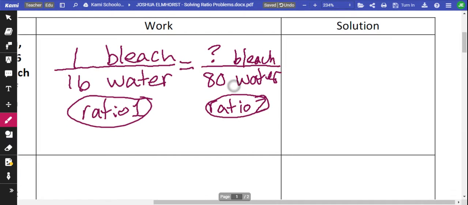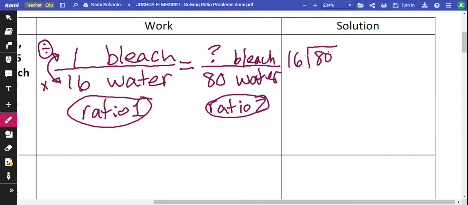Now we get into the math. We start comparing 1 to 16 and ask, if we're going down from 1 to 16, you're going to multiply. But if you're going from 16 up to 1, then you're going to divide. And because we're missing the information on top, we're going to need to divide in order to get the missing information. And we're going from 16 down to 1, so we're going to go from 80 down to something. So 80 divided by 16 to find out what we multiply by.